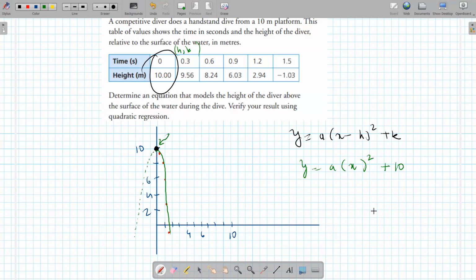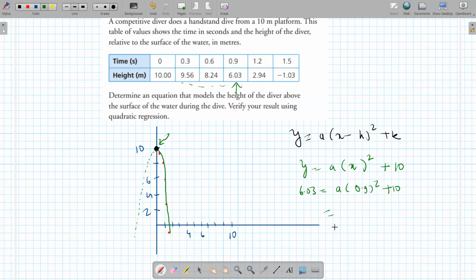How do we find the a value? You just need another point on the curve. Any other point would work. You can plug in any of them. Which one would be the easiest? It honestly doesn't matter. I'm going to plug in this one because it's fairly close to 1. So y is going to be 6.03. A we don't know, but x is 0.9, squared, plus 10.